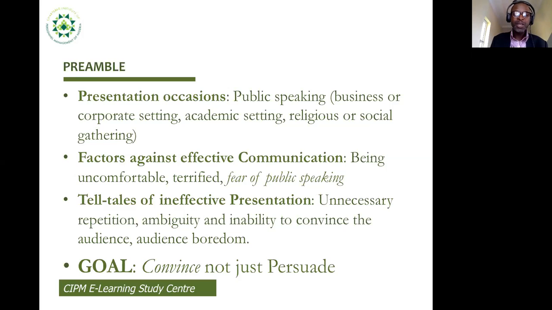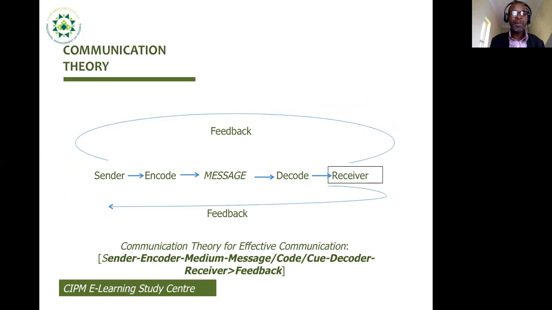Some factors have to do with the presenter. Some factors have to do with the audience. And other factors have to do with the message. Don't forget the communication framework I explained earlier on, the communication theory. The core aspects of communication theory are the sender, the message, the receiver, then the feedback. The feedback closes the loop of communication. Without the feedback, the loop of communication is not closed, and you must understand this.